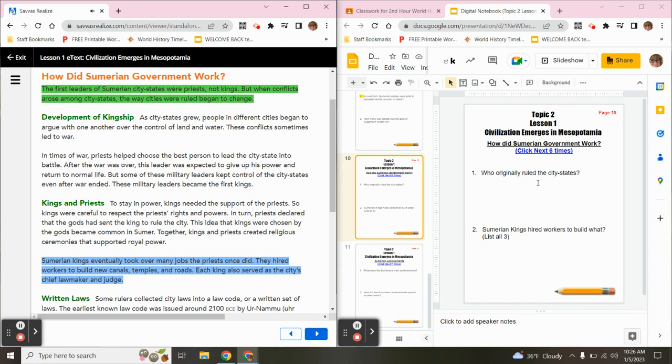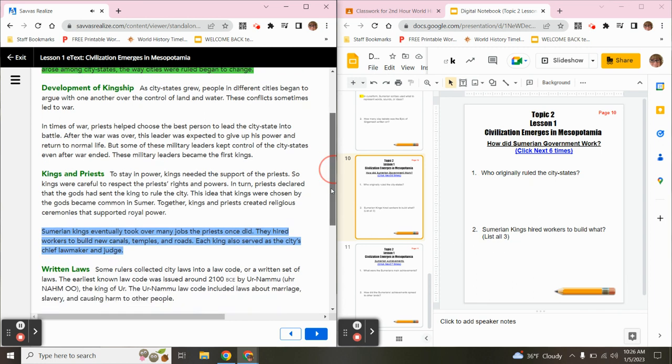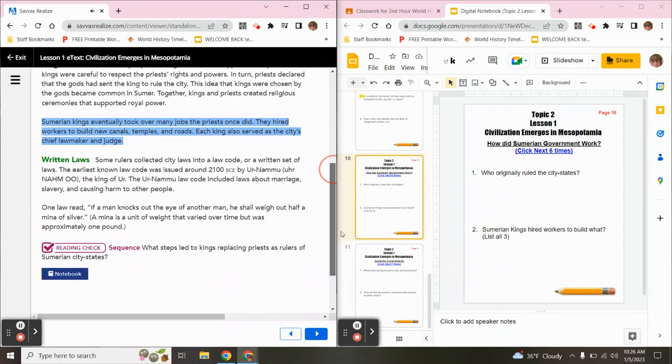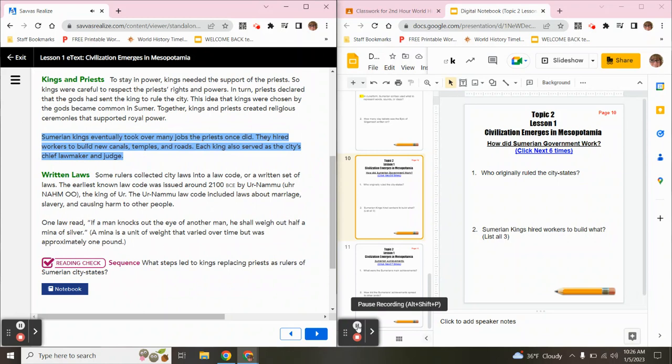Kings and priests. To stay in power, kings needed the support of the priests. So kings were careful to respect the priests' rights and powers. In turn, priests declared that the gods had sent the king to rule the city. This idea that kings were chosen by the gods became common in Sumer. Together, kings and priests created religious ceremonies that supported royal power. Sumerian kings eventually took over many jobs the priests once did. They hired workers to build new canals, temples, and roads. Each king also served as the city's chief lawmaker and judge.